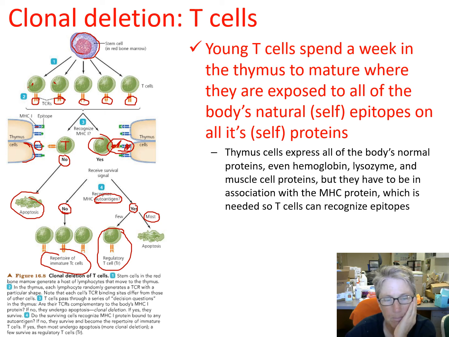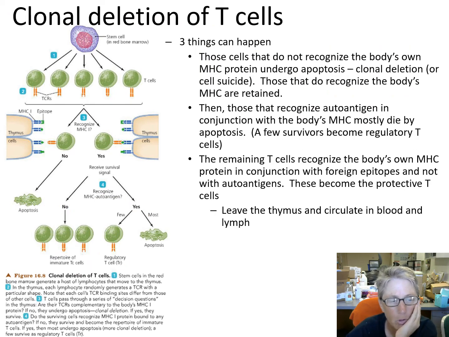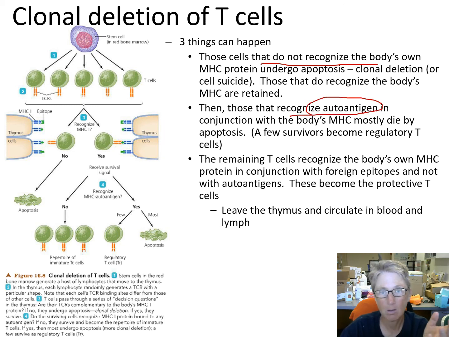Okay, and I think that's the end. No, it's not. Oops. Clonal deletion of T cells, 3 things can happen. And we've kind of gone through this and talked about this. The T cells that do not recognize MHC proteins, they're no good. They undergo apoptosis. Then if you are a T cell and you recognize an autoantigen, that's not good. Most of you die, but a couple of you get to go and train to be Tregs.